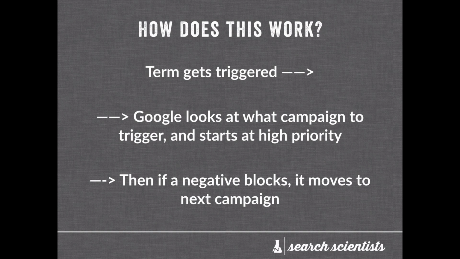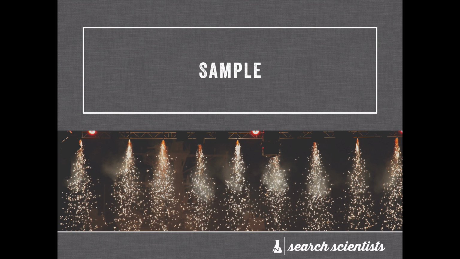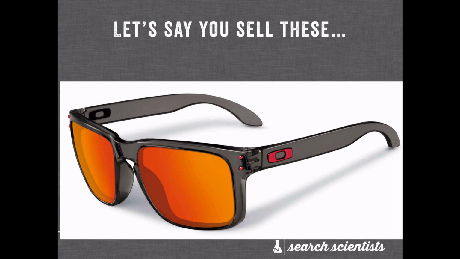How does this actually all work? A term will get triggered. Google will look at what campaign to serve the ad to, and then it starts with the highest priority. However, if a negative blocks it, it moves to the next campaign. So it starts with the priority, then uses negatives, and then it will move to the next one. So in a real world example, let's say you sell men's Oakley Holbrook sunglasses.